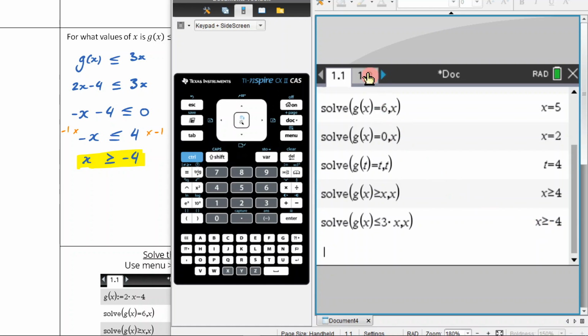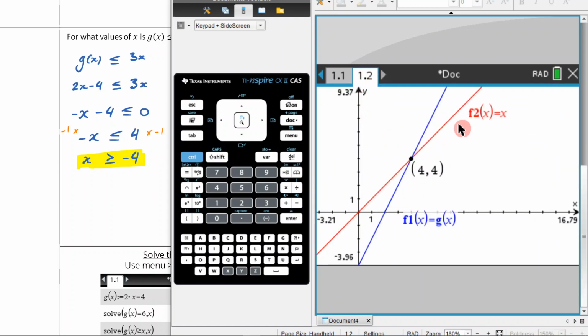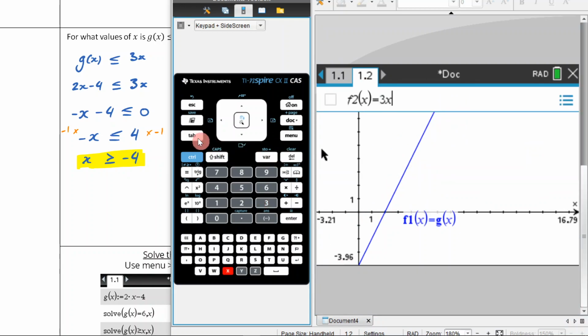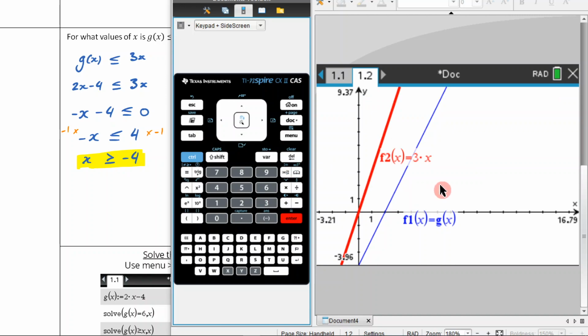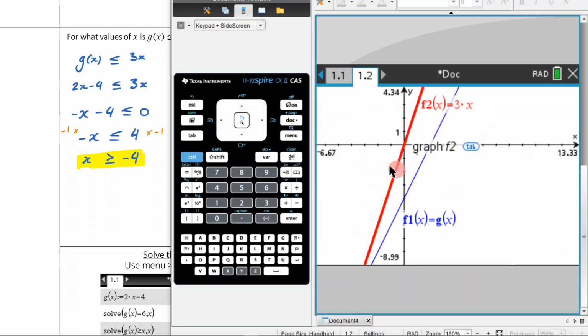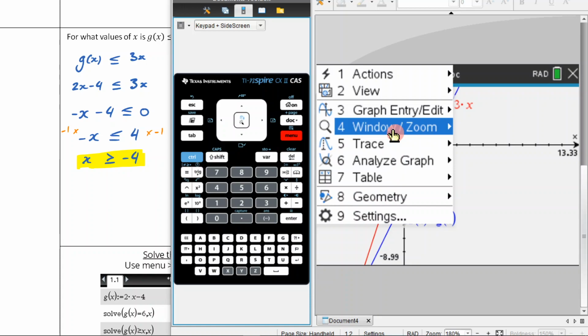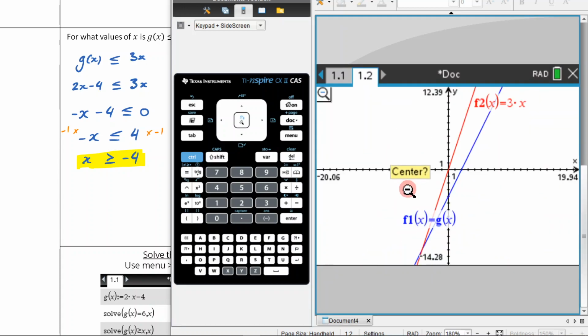We can also visualize this. So let's come over here. Let's get rid of our red line. We don't need that anymore. Let's go tab. Let's graph 3x this time. Okay, so we're going to have to zoom out a bit. Menu, Window, Zoom. Let's just zoom out a bit.